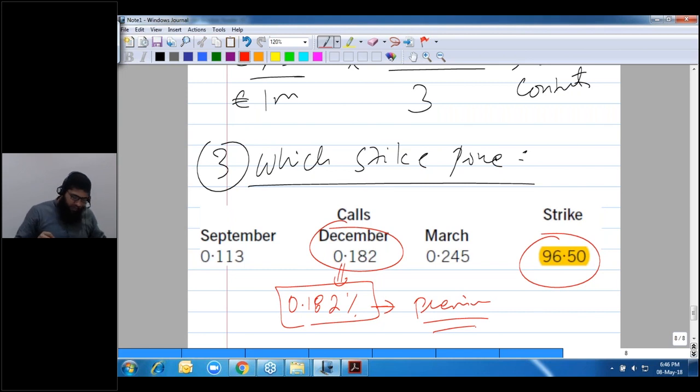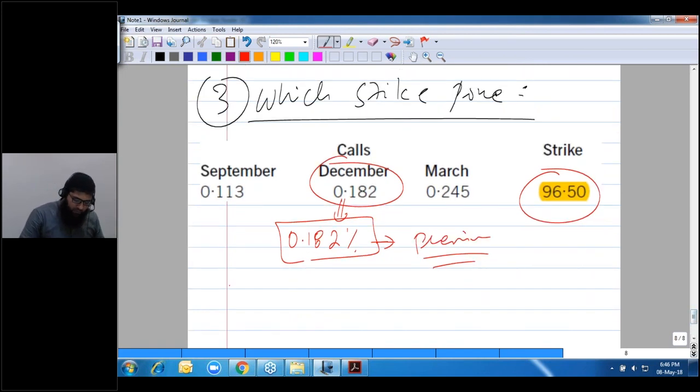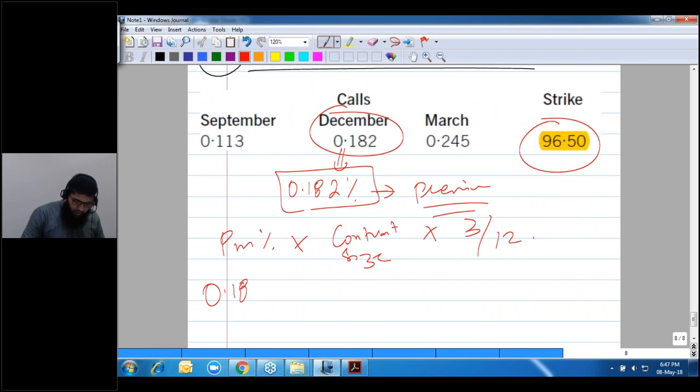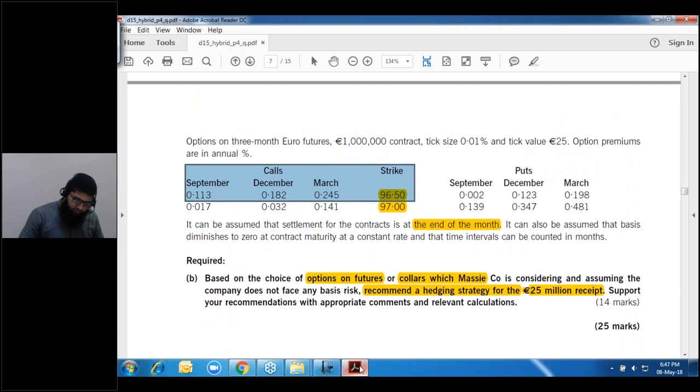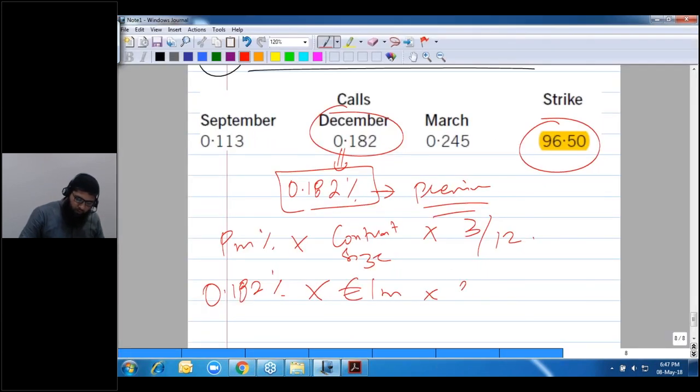Now what exactly do we mean by the premium? How do we calculate the premium amount? The premium amount is calculated this way: the premium percentage multiplied by contract size, multiplied by 3 upon 12. Why? Because the contract is for a period of 3 months. So it's 0.182% multiplied by contract size. Every contract is of 1 million euro. So it's 1 million euro multiplied by 3 upon 12. How much is going to be the premium? Can somebody please confirm how much is going to be the premium?